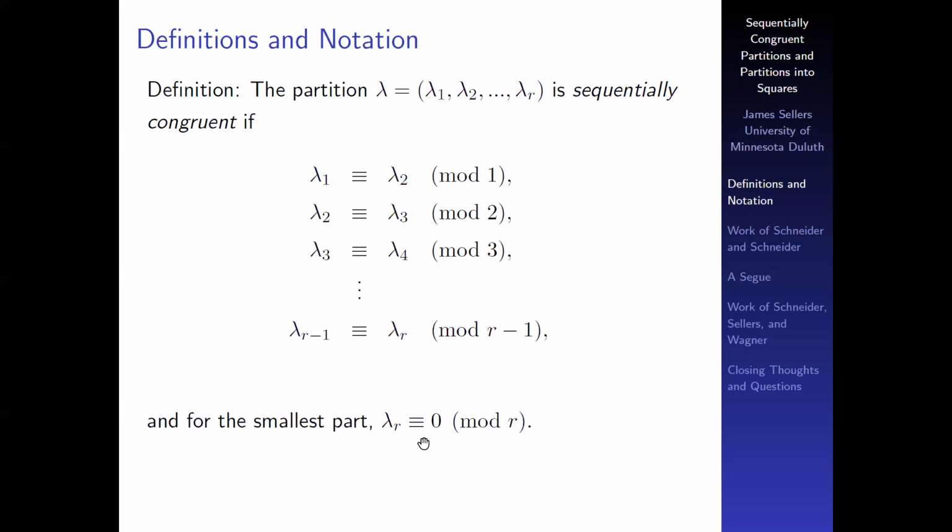And of course, if you had all zeros after that, then all of the congruences afterwards would be trivially true. So this is the definition of a partition being sequentially congruent. You must have the sequence of congruences hold as you take the parts in sequential pairs.